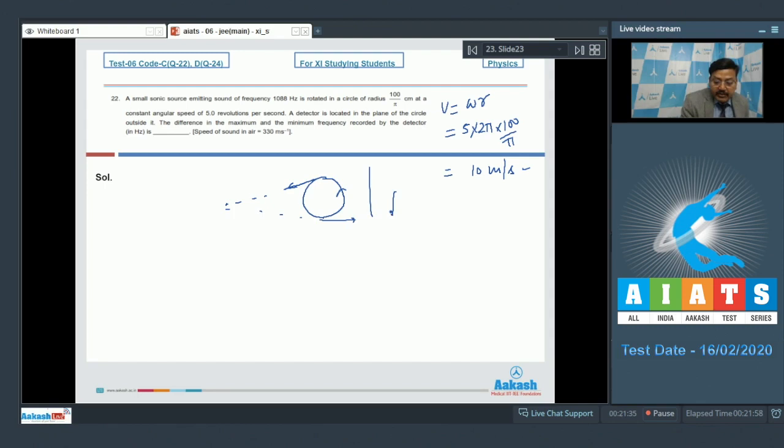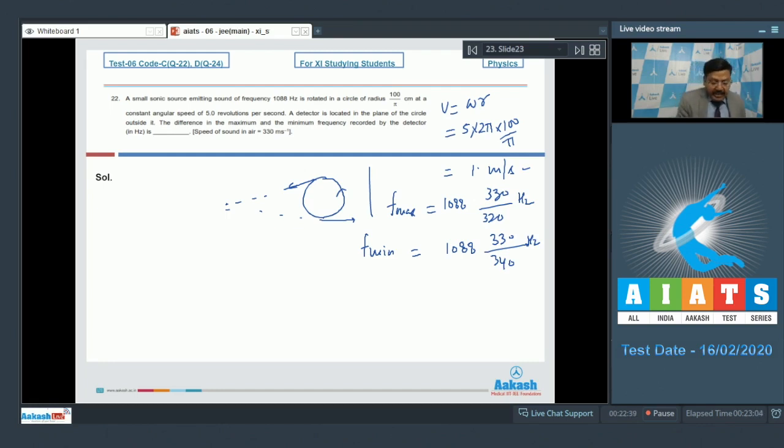So the expression for maximum frequency, f max, let's call it, will be the frequency emitted, which is 1088 Hertz, and it's a case of source approaching the observer being stationary. It will be the speed of sound, which is 330, divided by 330 minus 10, or 320. This in Hertz will be the f max, and the f minimum, it will be 1088 times 330 divided by, in this case, 330 plus 10, or 340 Hertz. So these are the maximum and the minimum frequencies.